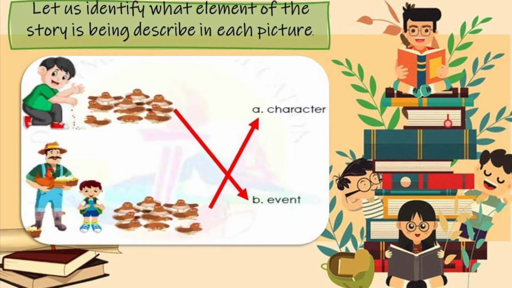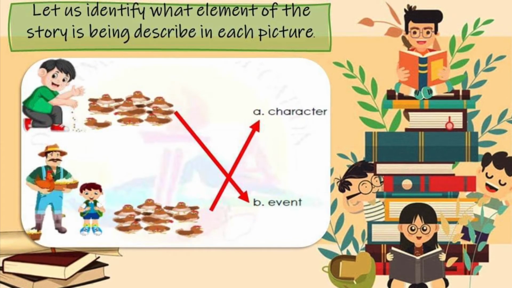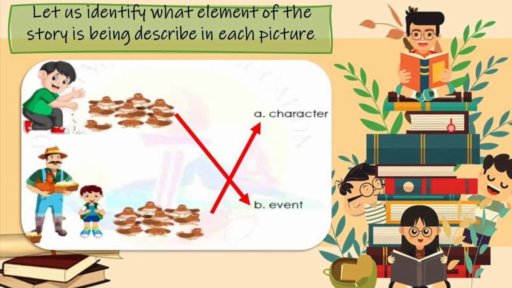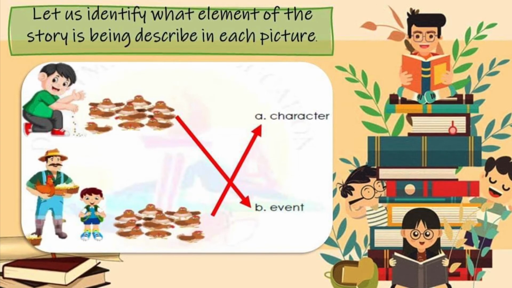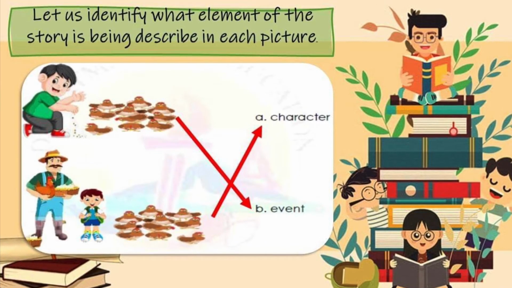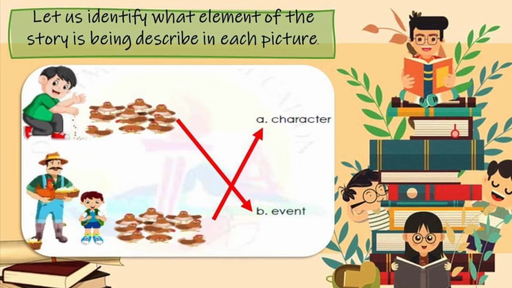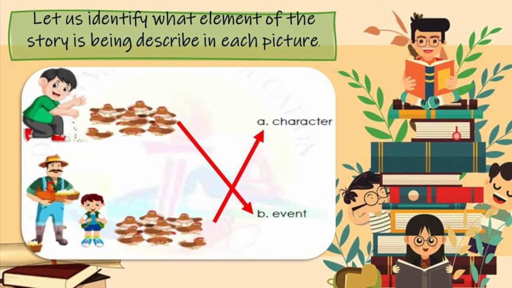This first picture is the event when Ben is feeding the hens. So, it is letter B, event. You're correct. How about the second picture? This picture shows us the characters in the story. Those characters are Tem, who's Ben's father, Ben, and the hens.